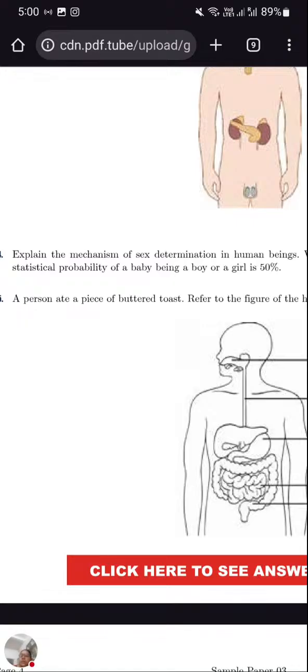So during crossing over, if the X chromosome of the male combines with the X chromosome of the female, there is development of a baby girl. If the Y chromosome of the male combines with the X chromosome of the female, there is development of a baby male. So we can say that there is a probability of 50% of either a boy or a girl.